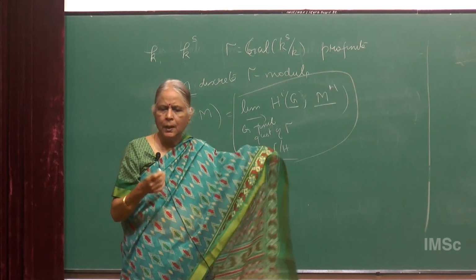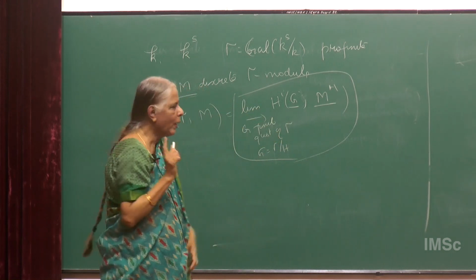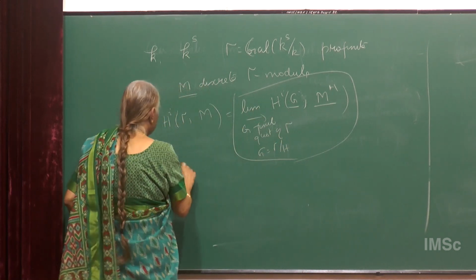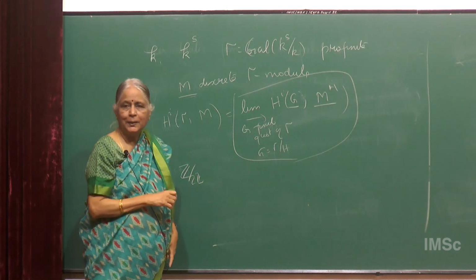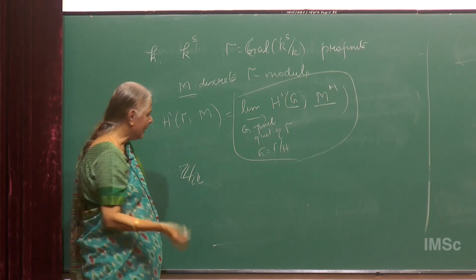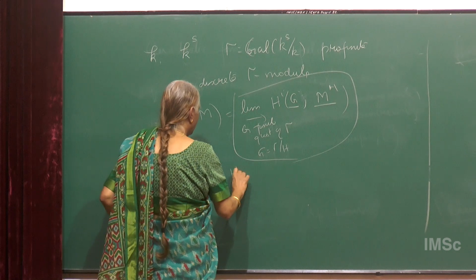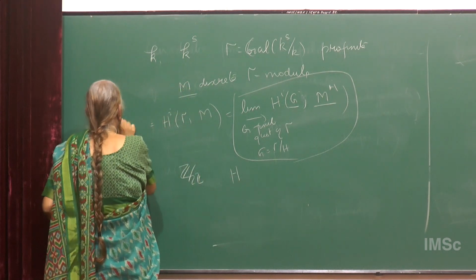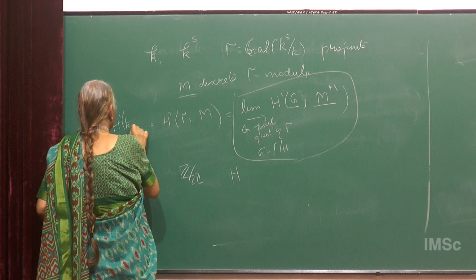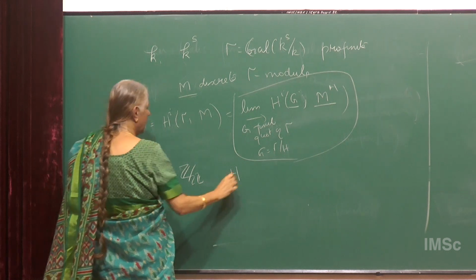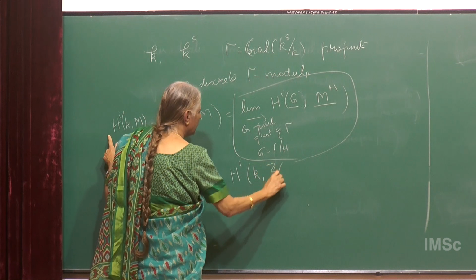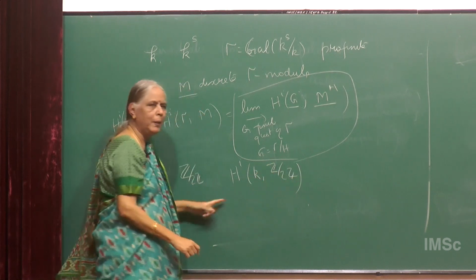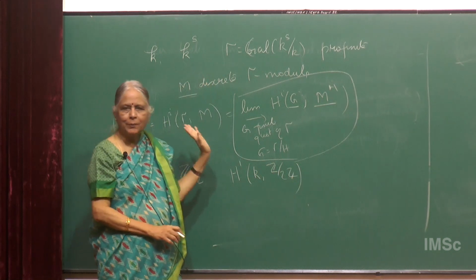Anyway, I'm going to look at only one module, namely Z mod 2Z. There can be only one action on Z mod 2Z, and therefore I'm just going to look at H^i(K, Z/2Z). This is the only group I'll be interested in. You can forget all the previous definitions.